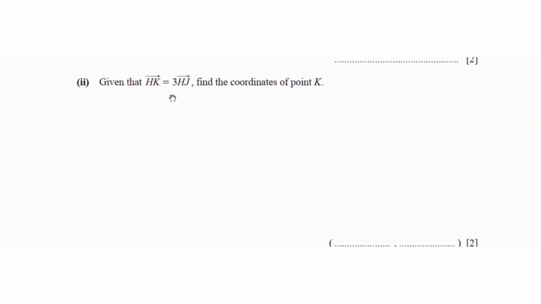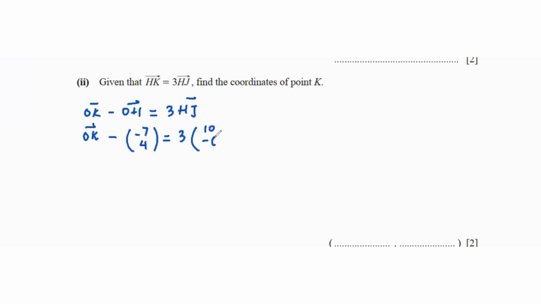Then it says, given that HK is 3 times HJ, find the coordinates of point K. So we're going to do OK minus OH equals 3 times HJ. OK is what we have to find, and OH is given as (-7, 4). This is 3 times HJ, which is (10, -6).